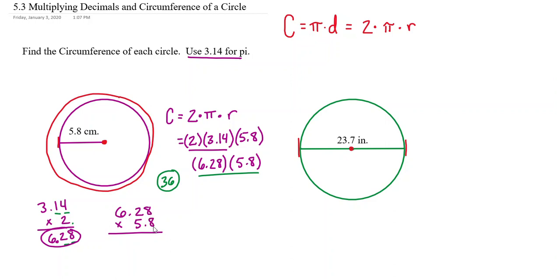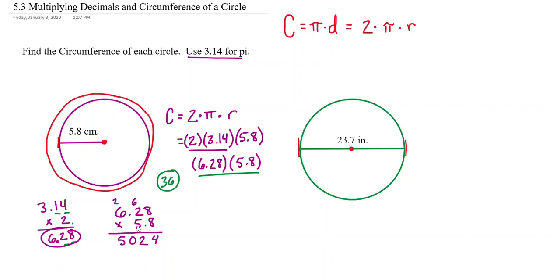So 8 times 8 is 64. Bring down the 4, carry the 6 to the next place. 8 times 2 is 16, and then we add the 6. 6 plus 16 is 22. Bring down the 2 from the ones place and carry the 2 in the tens place. 6 times 8 is 48, and plus the 2 is 50. We're out of places to carry, so we just put the 5 at the beginning, so 5, 0, 2, 4.